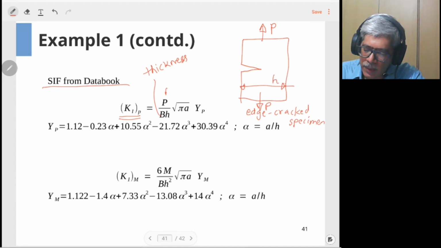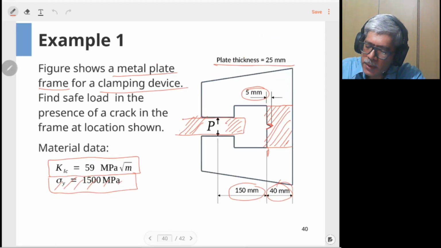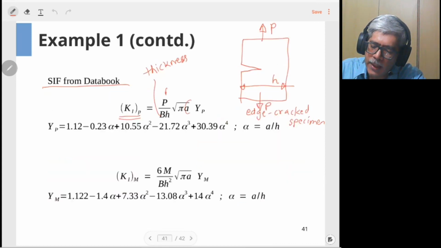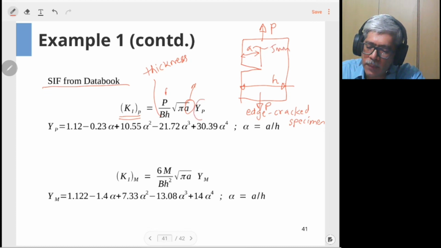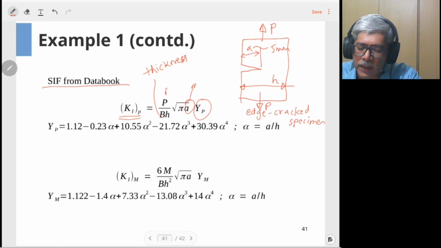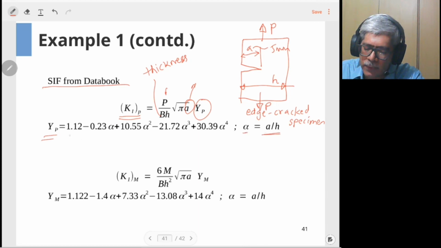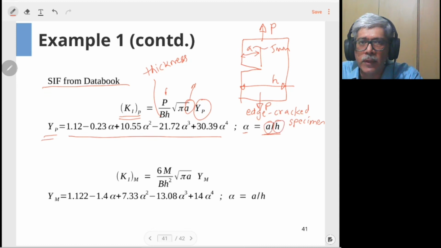In our problem, the value of H is 40 millimeters. This is the H in the formulae which are given, and A is the length of the crack, given as 5 millimeters. YP is the geometric shape factor, which is defined in terms of the ratio A by H. It is given in terms of alpha, where alpha is the crack length divided by H, the width of the plate.